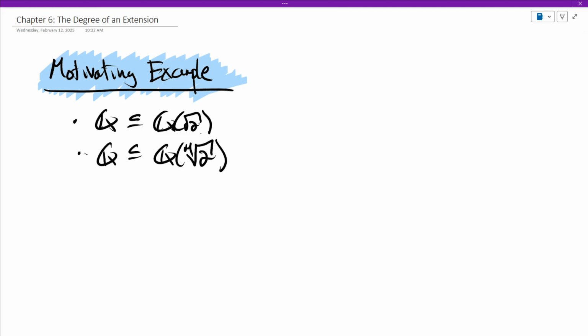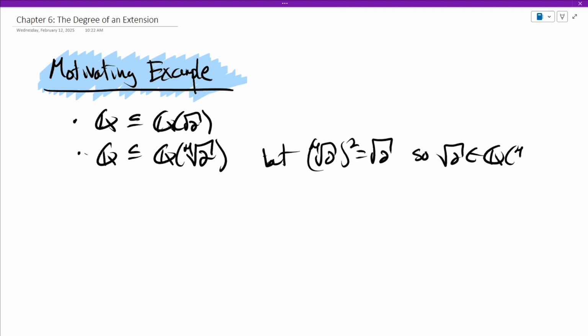But there's also another one. The fourth root of 2 squared is root 2. So root 2, of course, is here, and this was the content of one of your homework problems. Show that Q adjoin root 2 is a subfield of Q adjoin the fourth root of 2. So actually there's a third extension here, Q adjoin root 2, sitting inside Q adjoin the fourth root of 2.